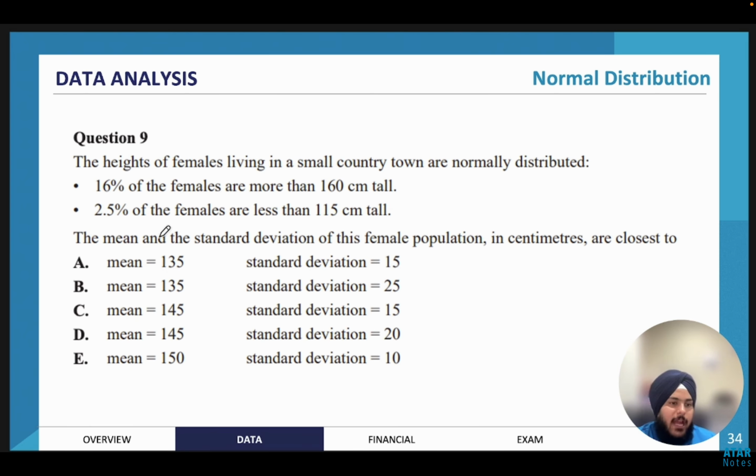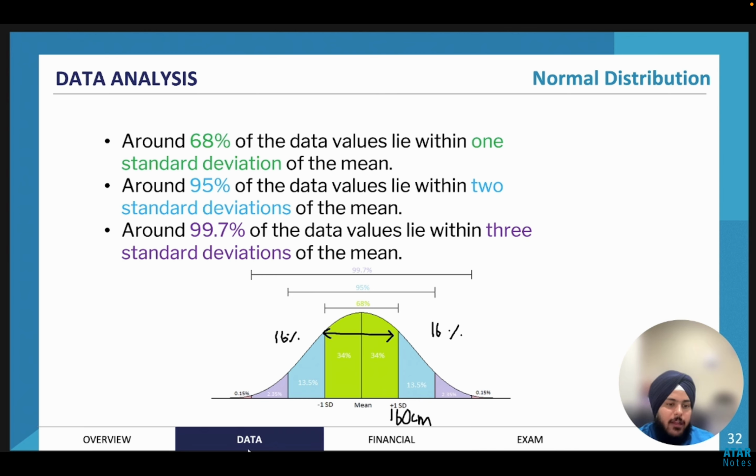Okay, now let's look at 115 centimeters. What they are saying is 2.5% of the females are less than 115 centimeters tall. So if we go back to the graph, where is the bottom 2.5% of the data? It actually is here. It's 2 standard deviations below the mean, because between 2 standard deviations is 95%, and we have 5% left over, 2.5% on one side and 2.5% on the other side. So 2.5% of the data is going to be over here. Therefore this must be 115.